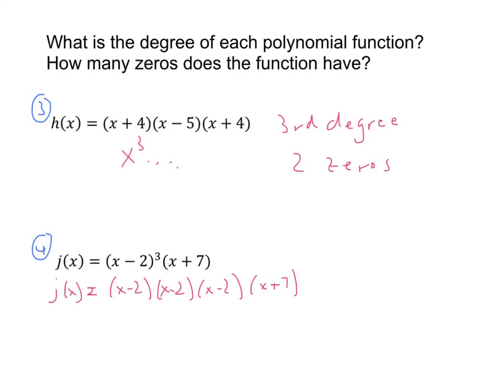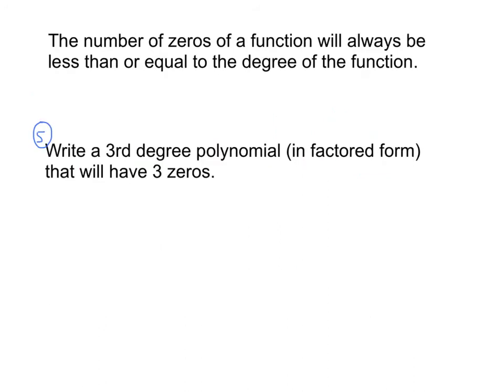All right, well, this would be a fourth degree, and how many zeros does it have? It only has 2 zeros. Okay, so here's the conclusion that we can make. The number of zeros that a function has will always be less than or equal to the degree of the function, right?